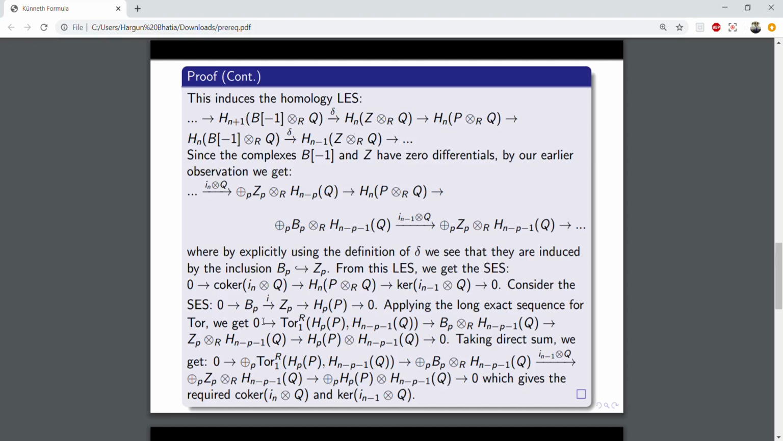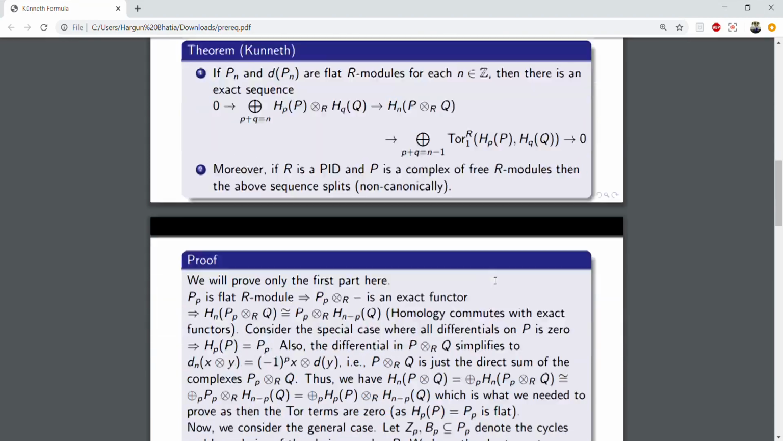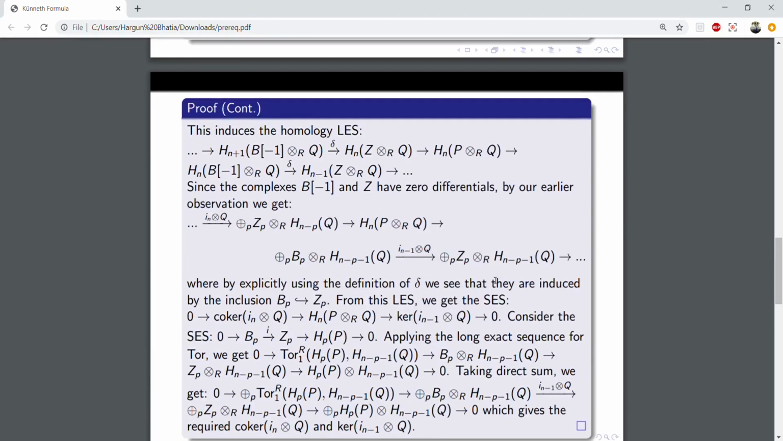So that's it. But we wanted the 0 tensor this direct sum, which is equal to this thing, and the middle term was already there, and the Tor correction term is this thing. So that proves this first part of the theorem.